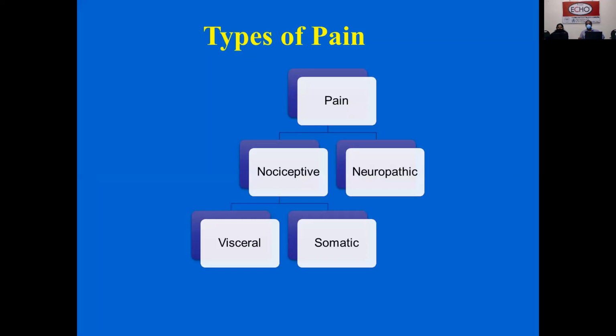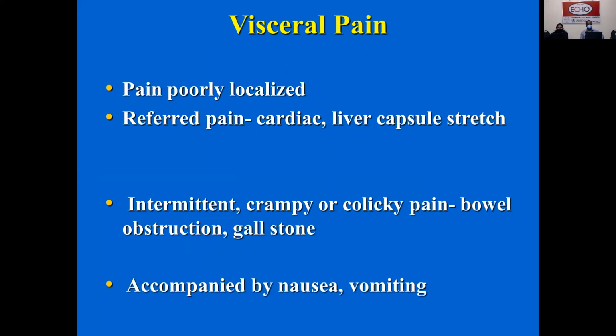Nociceptive pain can again be divided into visceral and somatic pain. So we will briefly look into the features of these. First, visceral pain. Usually when you ask people, they will not be able to localize where the pain is. So it is called poorly localized pain, and it may be a referred pain in case of cardiac or liver capsule stretch. It may be intermittent, crampy or colicky in case of bowel obstruction. And sometimes it may be accompanied by nausea and vomiting. So usually visceral pain is intermittent if it occurs from the bowel.